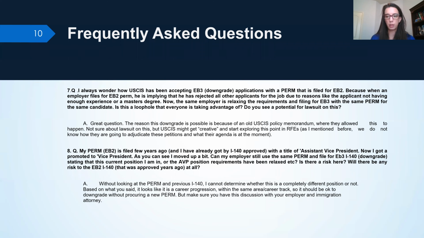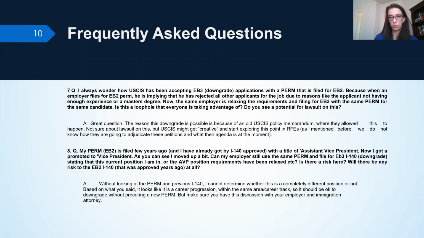So just remember that the job duties have to be 50% similar to what was filed on the perm. If it's more than that, then that's a material or significant change, and you have to file a new perm, and most likely that will also be a different SOC code.